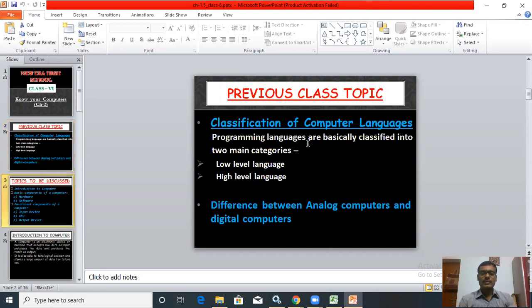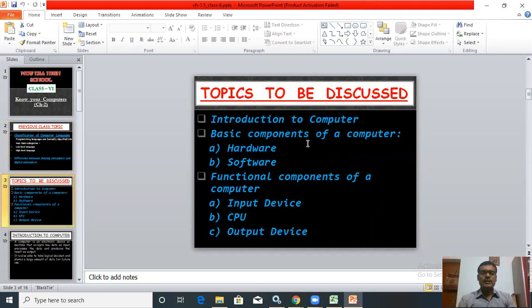So now coming to this topic. This is chapter number 2. First we will discuss the introduction to computer. Then basic components of a computer, that is hardware and software. Then we will discuss functional components of a computer, that is input device, CPU and output device. So let us come to the introduction.